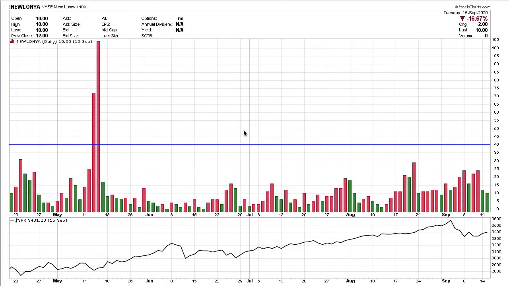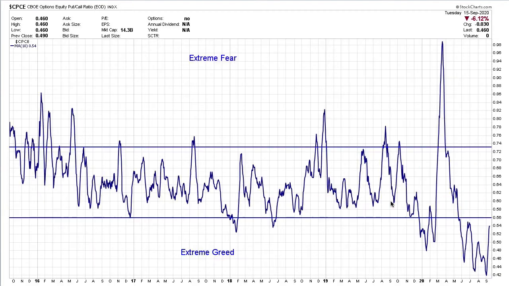Now on new lows, which is really the most important thing, because if we're below 40 new lows and the market's hitting new highs, it means that the ship is sailing fine. If we start getting more than 40 new lows a day, like look back here in May, we got a real big spike in new lows. We're not having that problem, so new lows is not an issue.